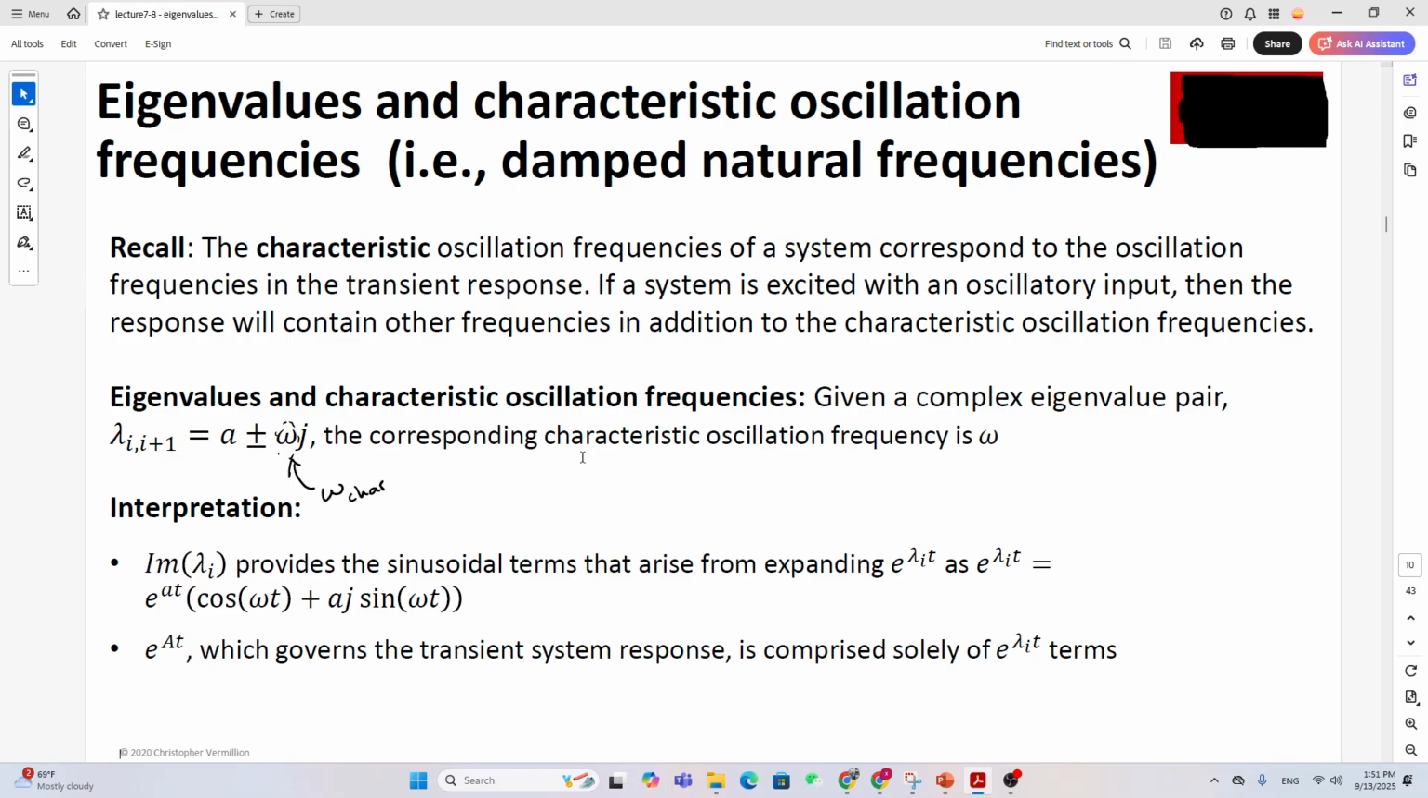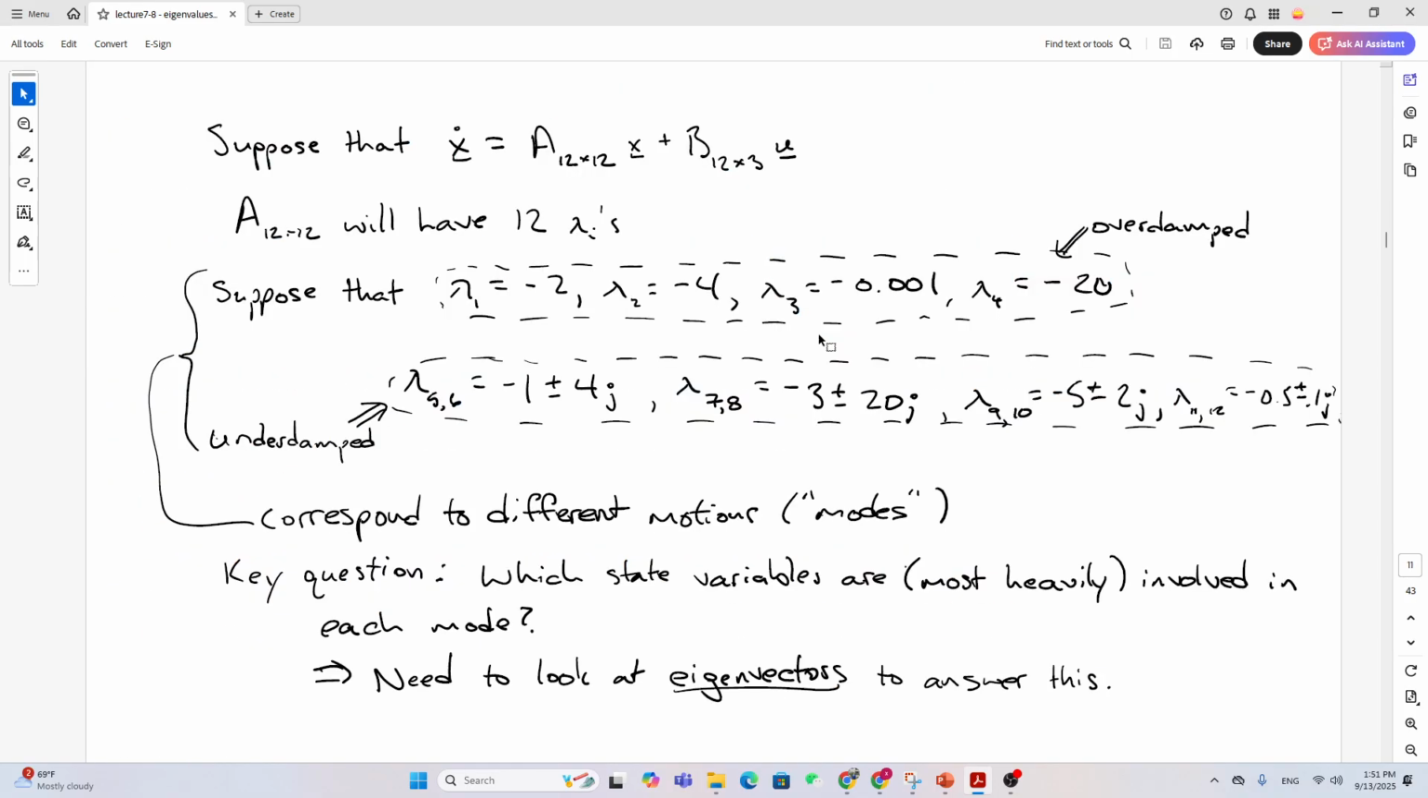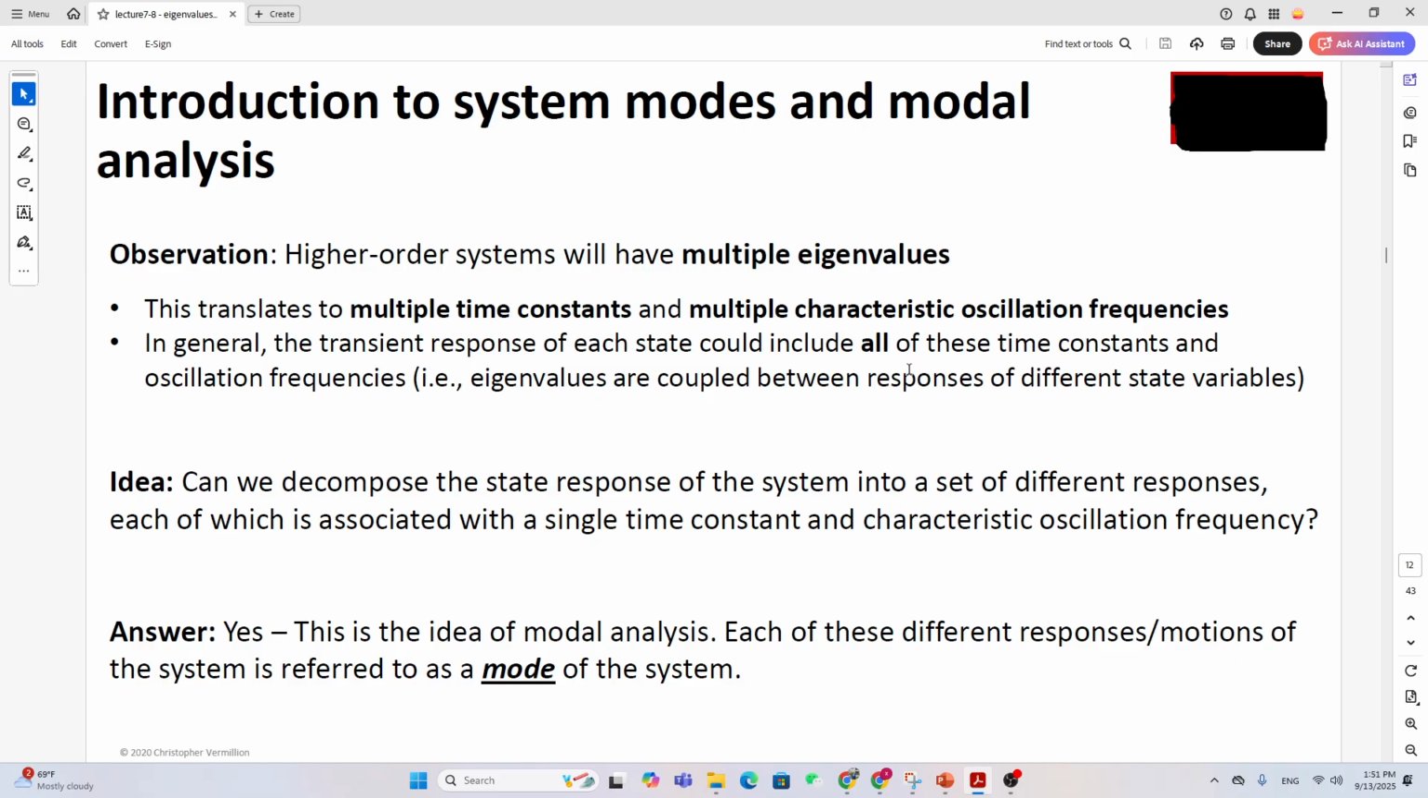So this is still discussing the same thing. For system modes and modal analysis, high order systems definitely have multiple eigenvalues. This also translates to multiple time constants, and multiple characteristic oscillation frequencies if you have complex eigenvalues. In general, the transient response of each state could include all of those time constants and oscillation frequencies, right?